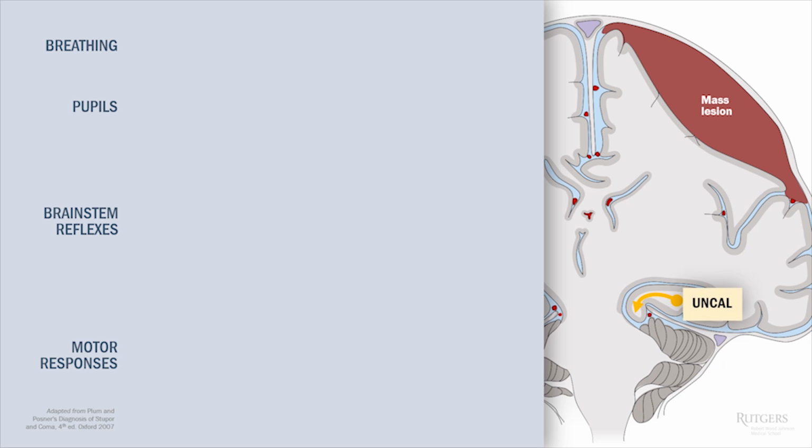Central herniation is symmetric, but uncal herniation is asymmetric. Breathing can be normal, or you can see Cheyne-Stokes respirations. The earliest and most subtle sign of uncal herniation is the dilation of the ipsilateral pupil.